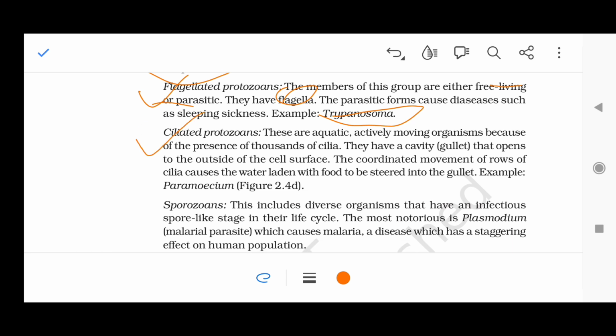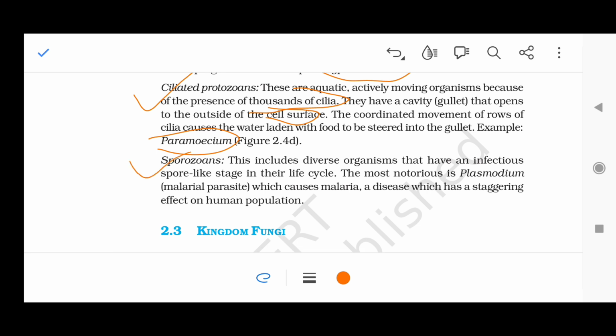Now ciliated protozoans. These are aquatic, actively moving organisms because of the presence of thousands of cilia. They have a cavity that opens to the outside of the cell surface. The coordinated movement of rows of cilia causes the water laden with food to be stirred into the gullet. Example is paramecium.